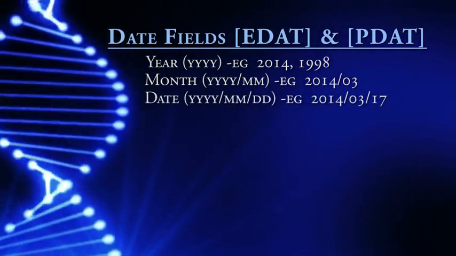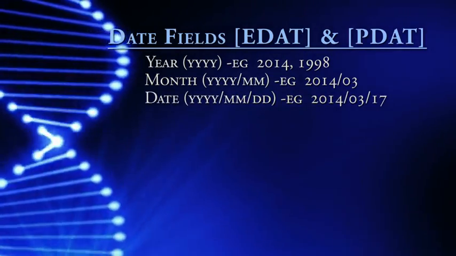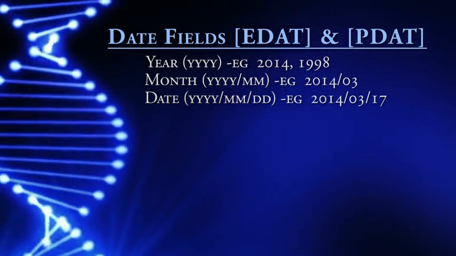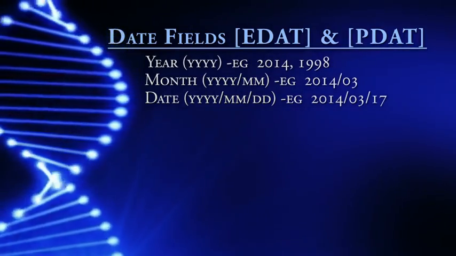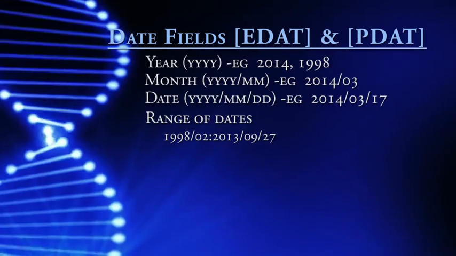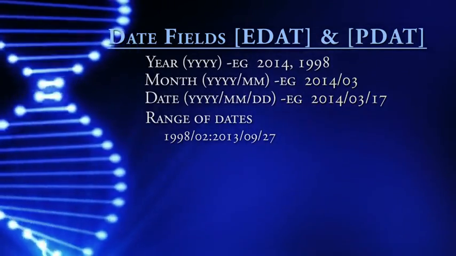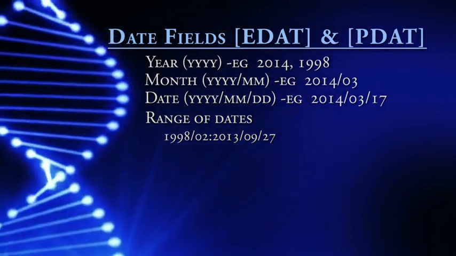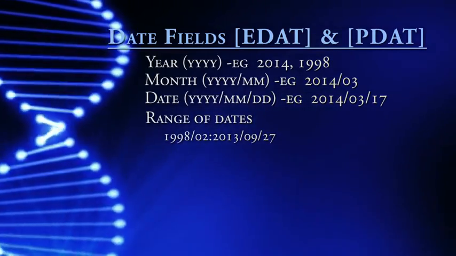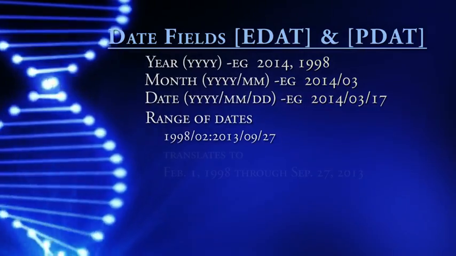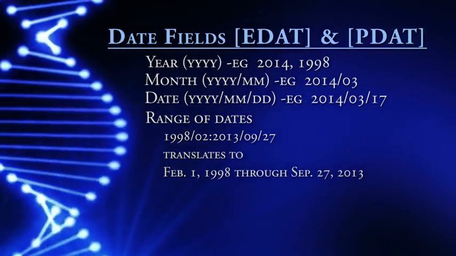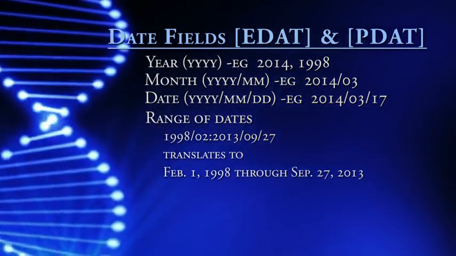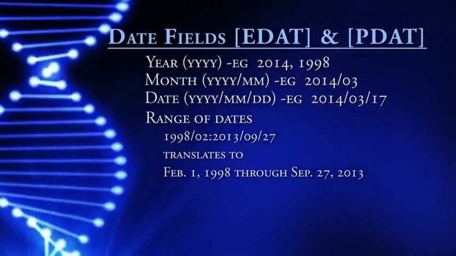Finally, the specific date. 2014/03/17 gives you March 17th, 2014. It's most commonly used in a range of dates. 1998/02 : 2013/09/27, the colon indicates a range. That translates to February 1st. Since it's at the beginning of the range, you get the whole month of February. February 1st, 1998 through September 27th, 2013.